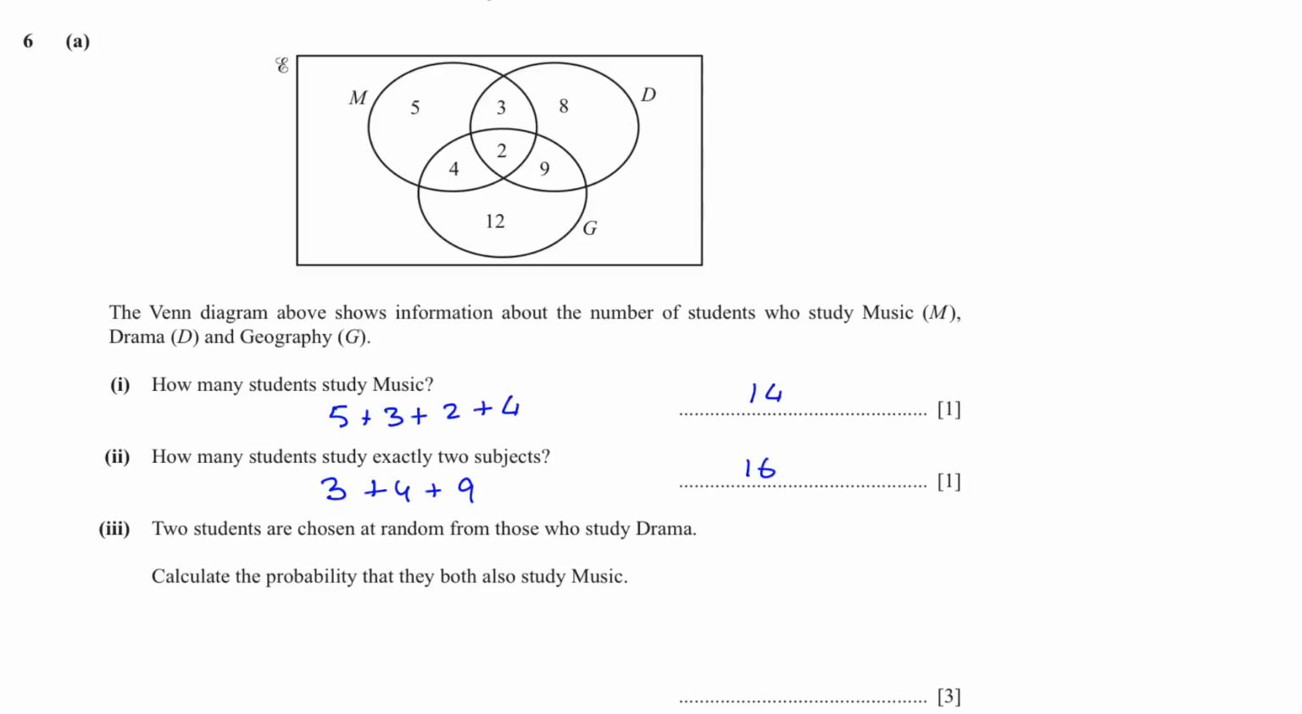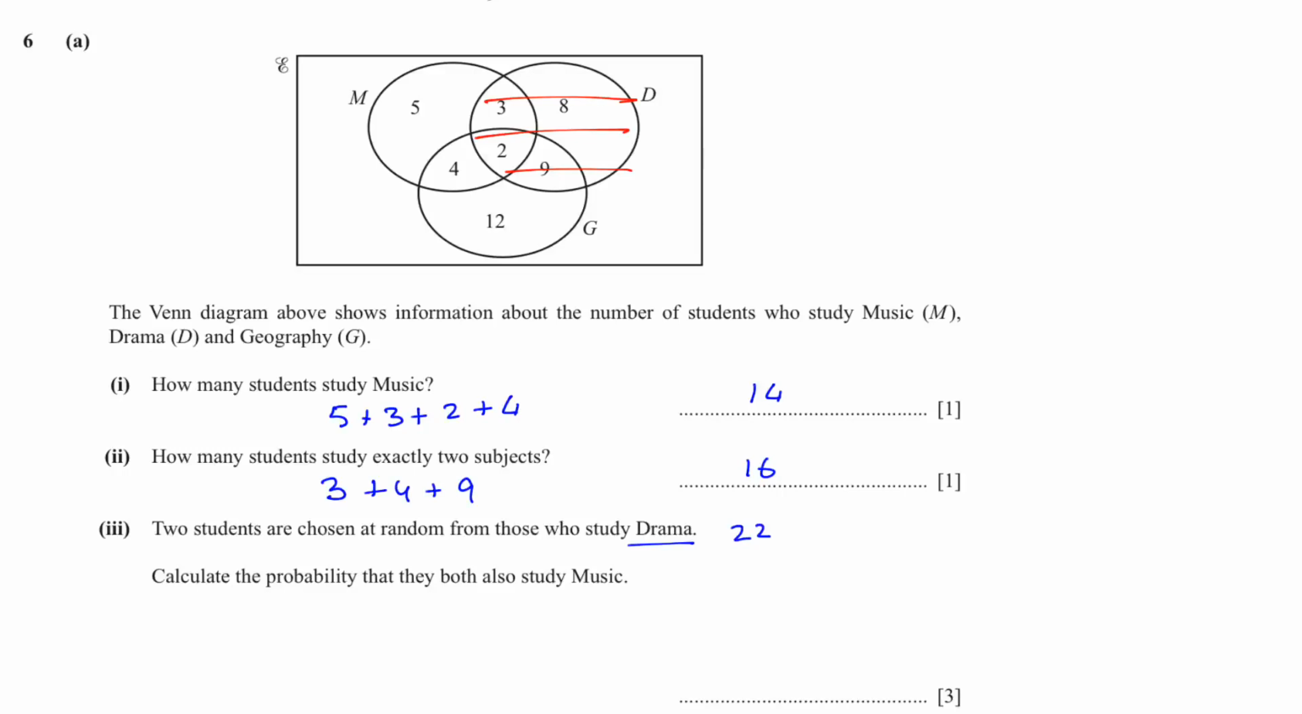Two students are chosen at random from those who study drama. So now we are choosing only from drama. Calculate the probability that they both also study music. First, let's find out the total number of students who study drama. So 3 plus 8 plus 2 plus 9. That is 22 students who study drama.